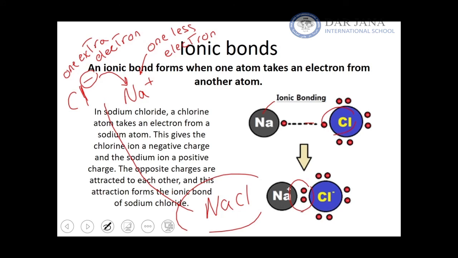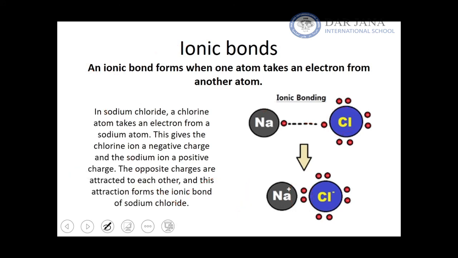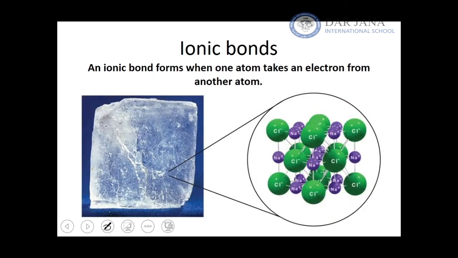So the positive charge of sodium attracts the negative charge of chlorine, and the two atoms will come together and combine, forming an ionic bond. So this is salt, and this is the structure of salt. This is how chlorine atoms and sodium atoms are brought together.